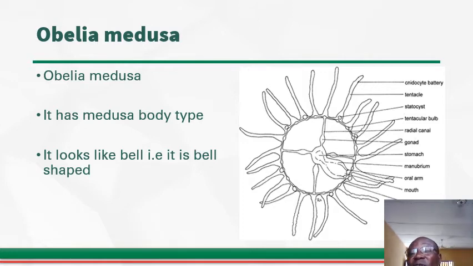You can see the structure, you can see the labeling. We have the cnidocyte battery, we have the tentacles, we have the statocyst, and some other structures that are labeled in this Obelia.